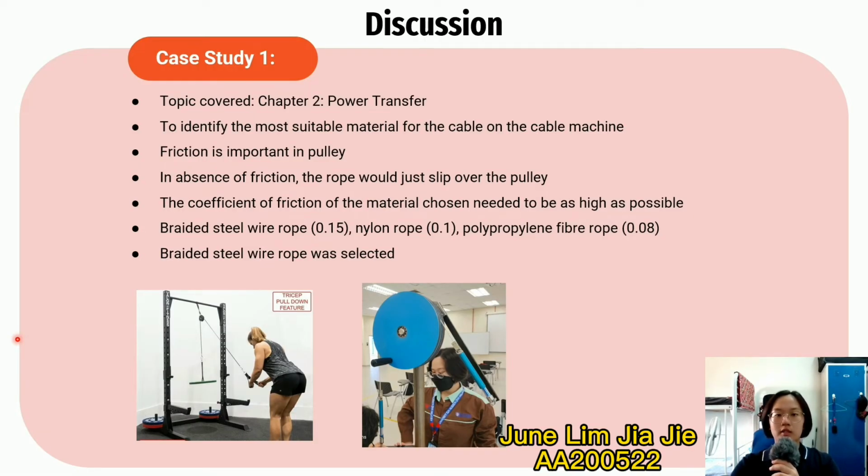I will be presenting the discussion part of this project. For case study 1, the topic covered is chapter 2, power transfer. The requirement of this case study is to identify the most suitable material for the cable on the cable machine.